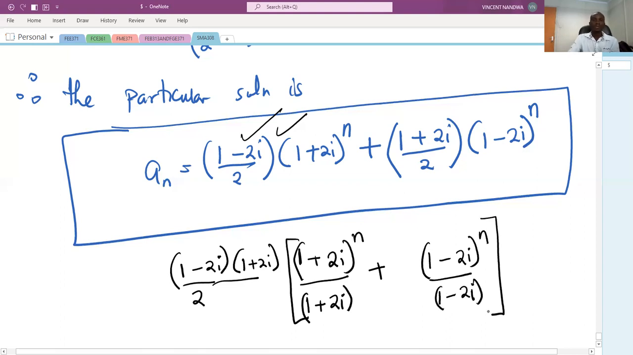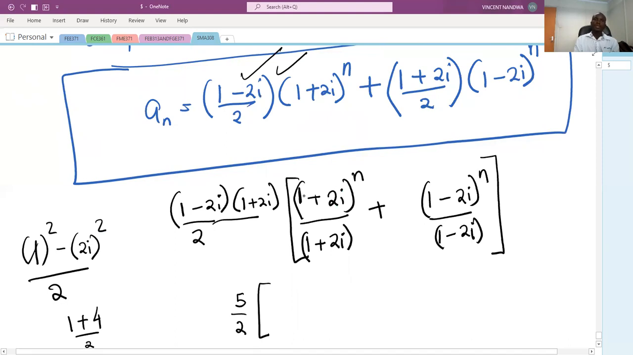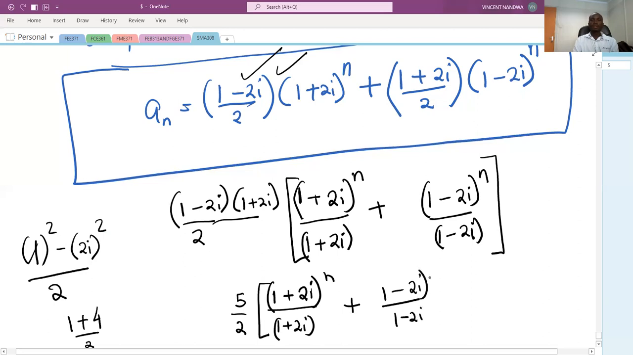This is still the same expression. Now this is a difference of two squares, so you have 1 squared minus (2i) squared over 2, which will be given by 1 plus 4 over 2, which is 5 over 2, into (1 plus 2i) power n divided by 1 plus 2i, plus (1 minus 2i) power n over 1 minus 2i.